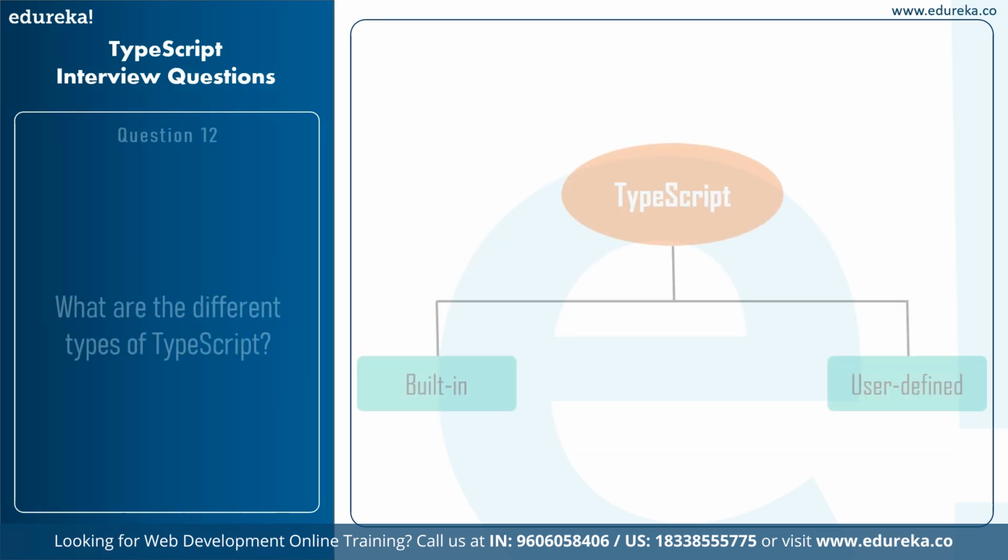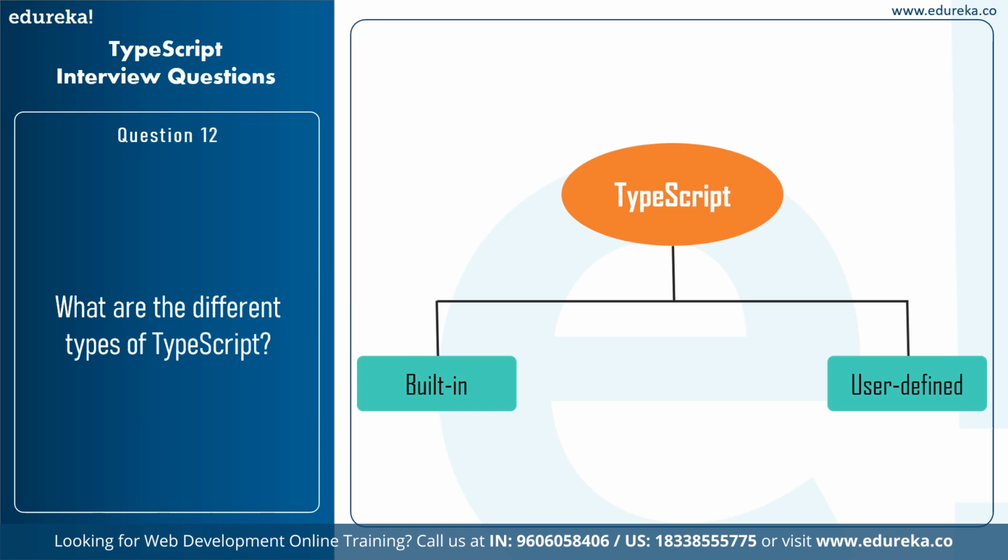Now the next question is, what are the different types of TypeScript? Now the type system represents the different types of values supported by the language. It checks the validity of the supplied values before they are stored or manipulated by the program. Now the TypeScript types can be classified into two types. Now the first one is built-in and the second one is user-defined.